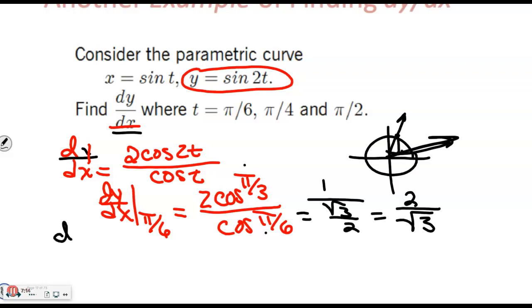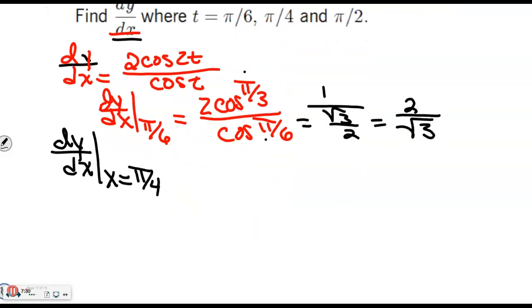So you guys go do pi fourths. So go do dy/dx when x equals pi over 4. Tell me what you get. And then we have to interpret it in the context of the curve. If you can take derivatives and you understand particle motion, and you can do simple integrals, this chapter is just kind of stuff you've done before, just with another layer to it. What do we get for that one?